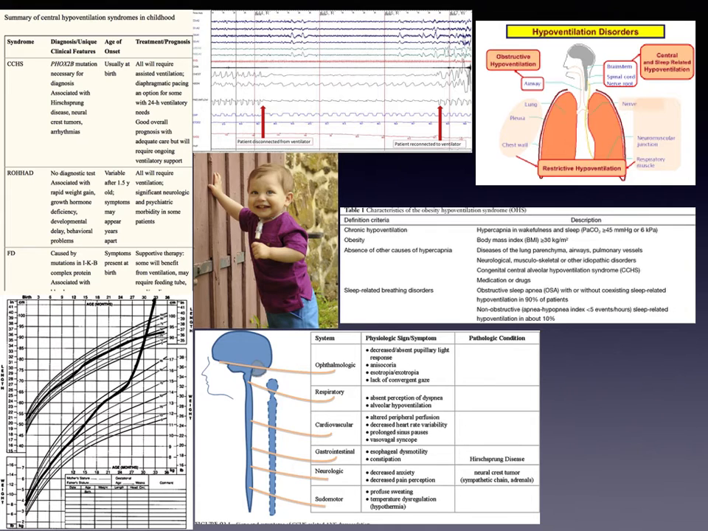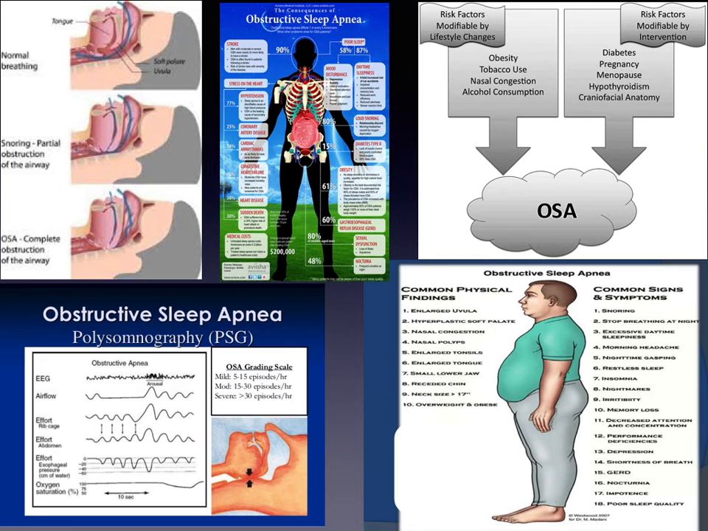But yeah, vent support, positive pressure ventilation, negative pressure ventilation, diaphragmatic pacing, respiratory stimulants. These are all general things that they might need, or options for management and treatment. Now, last but not least, something that many people probably know, obstructive sleep apnea.